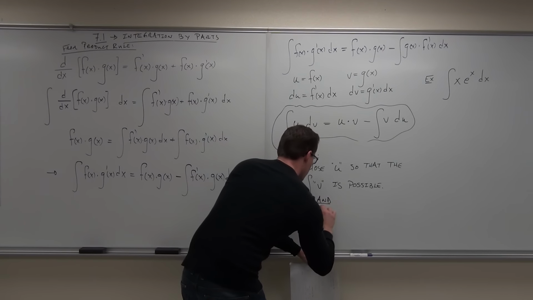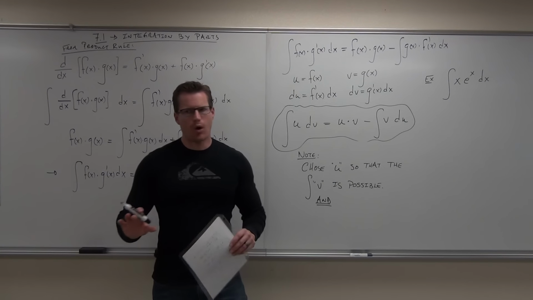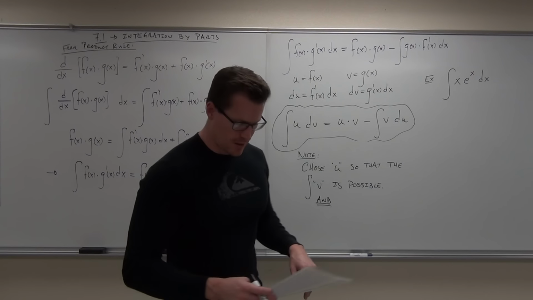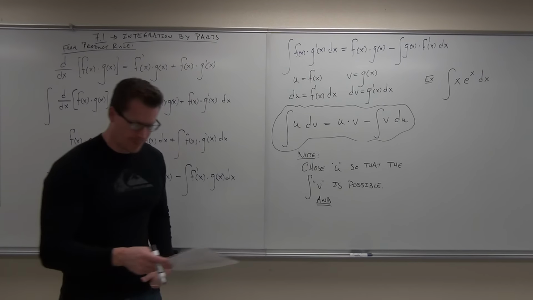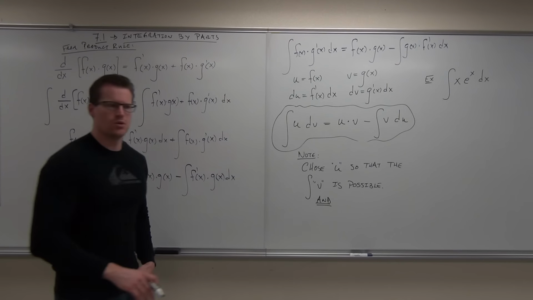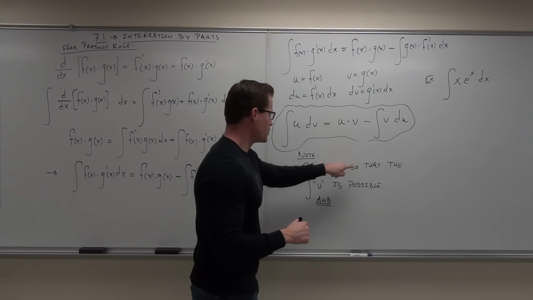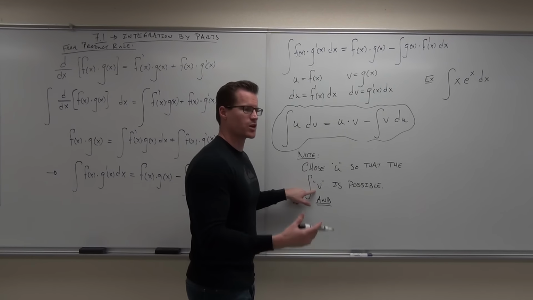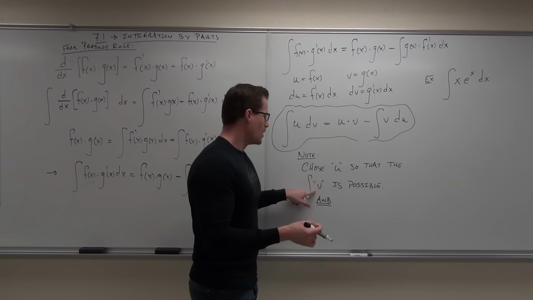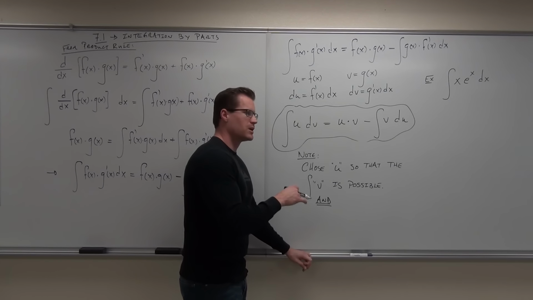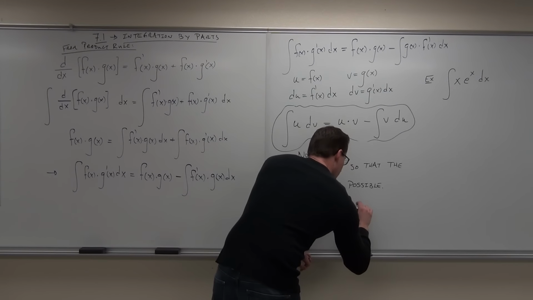And try to pick u. This doesn't always work, but this is a good indication. Try to pick u so that the derivative of u is better, so that it's smaller or easier to work with. So choose u so that the integral of v firstly is possible, because you're going to have to take the integral of v.